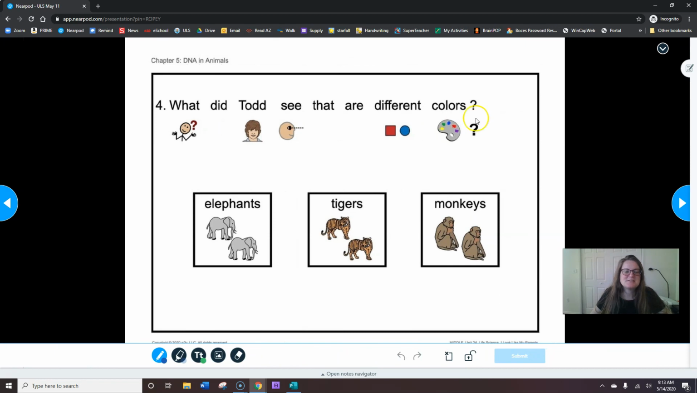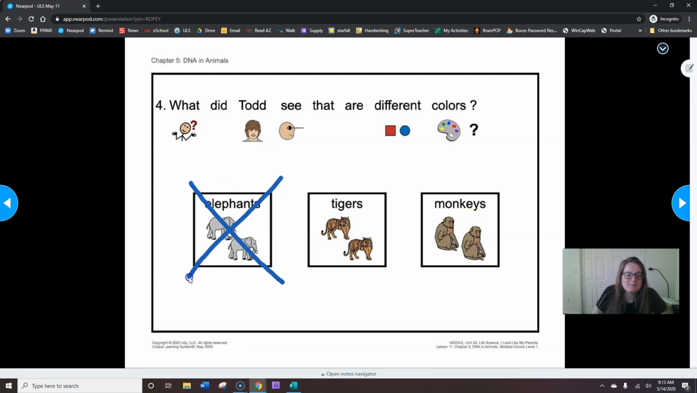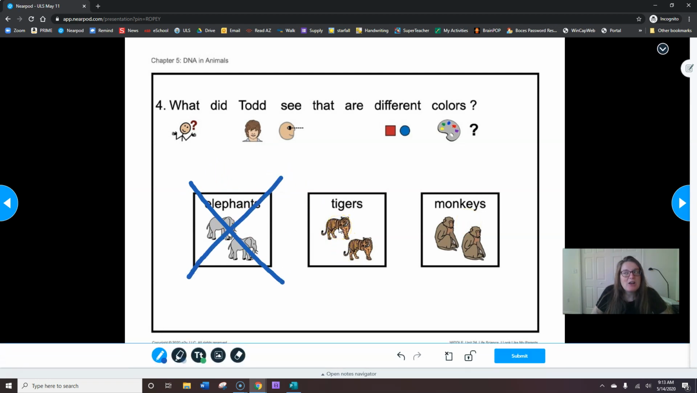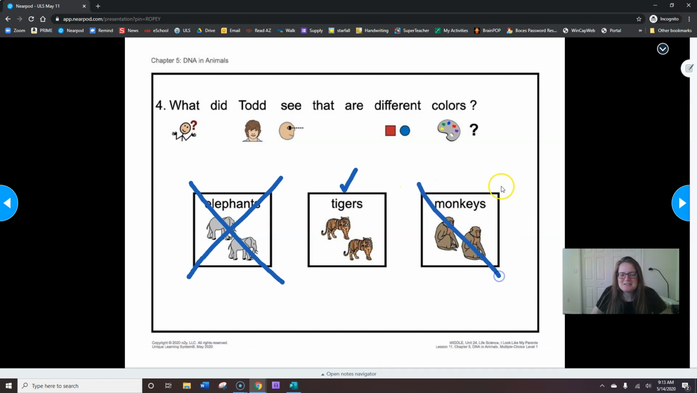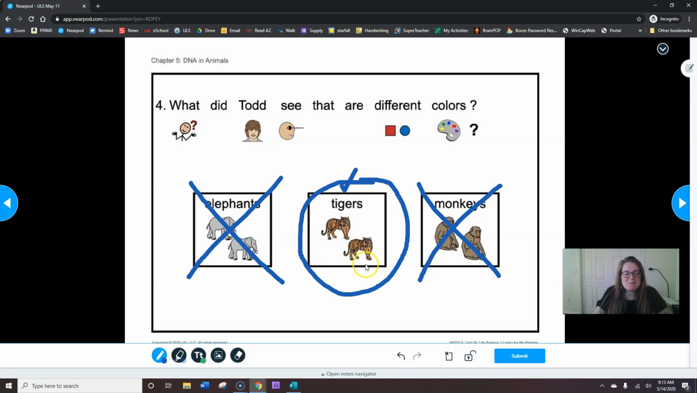Two more questions. What did Todd see that are different colors? Did he see different color elephants, tigers, or monkeys? Now, it didn't read anything about different color elephants, but we read about an orange tiger and a white tiger. Did we read about monkeys today? I don't think so. So we read about tigers. Todd saw an orange tiger and a white tiger, and the same thing with cubs. So I circle tigers, you circle tigers, then hit submit.